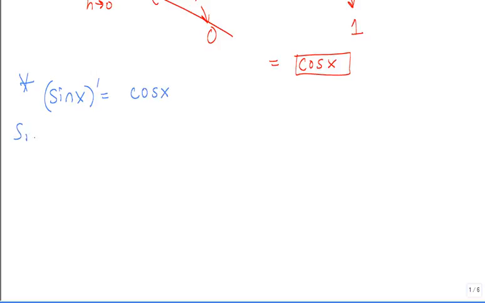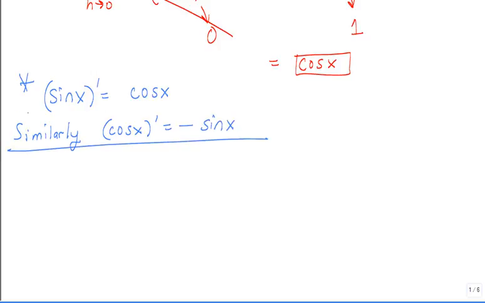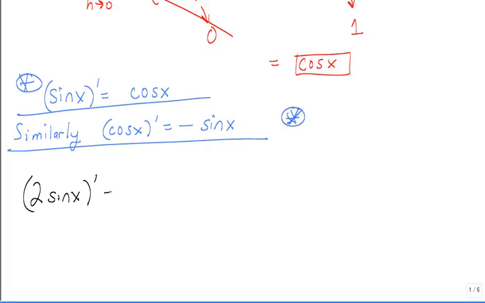And the same way, cosine's derivative turns out to be minus sine x. So these are two important things. So if we want the derivative of 2 sine x, well 2 is just a constant, so that comes out in front. We just take the derivative of sine, so the answer is 2 cosine x.